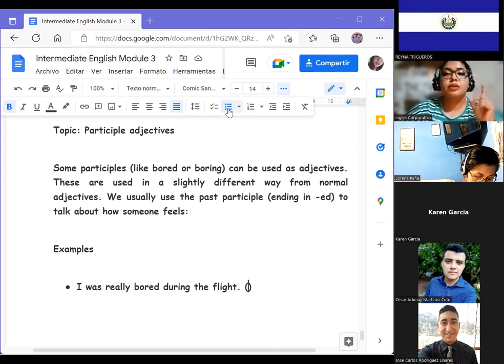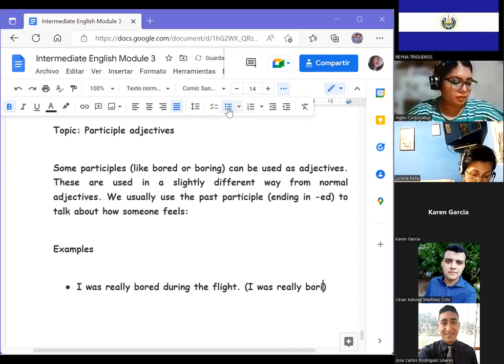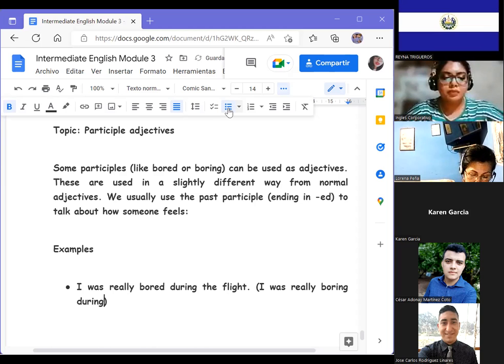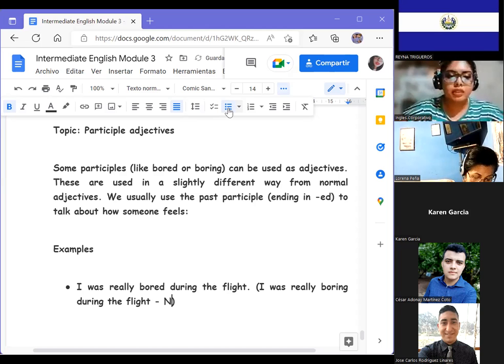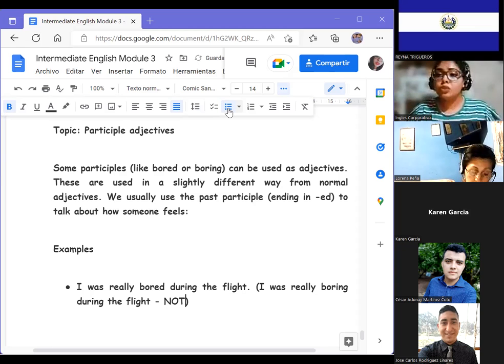But we cannot use a sentence like this: I was really boring during the flight. In that case, we are not using that kind of structure in those sentences. We are using bored because we are talking about feelings, something that we feel. So the correct structure is, I was really bored during the flight. Not, I was really boring during the flight.